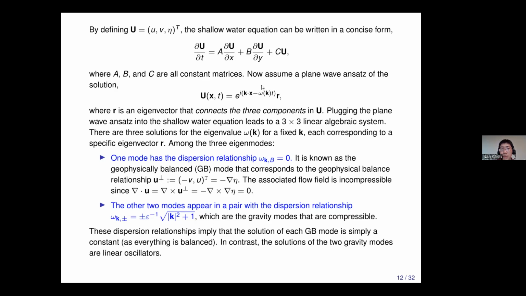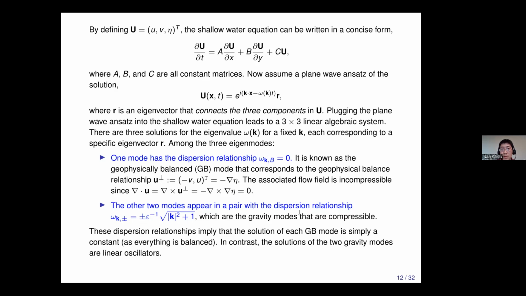And actually, when you plug this back into this linear equation, you can find different characteristic forms. And it will be a 3x3 matrix. You should end up with three different eigenmodes. And these three different eigenmodes have their own physical meanings due to different dispersion relationships.